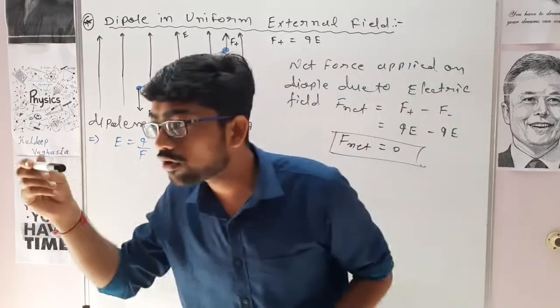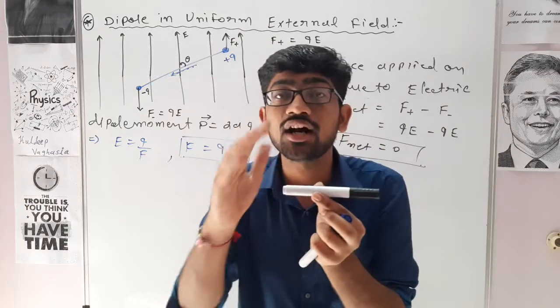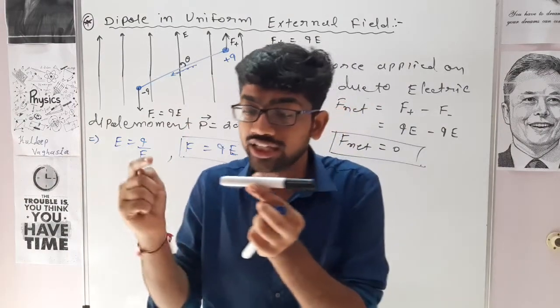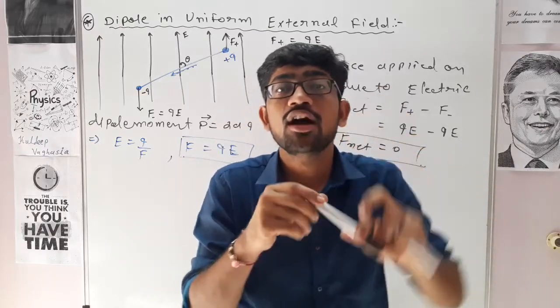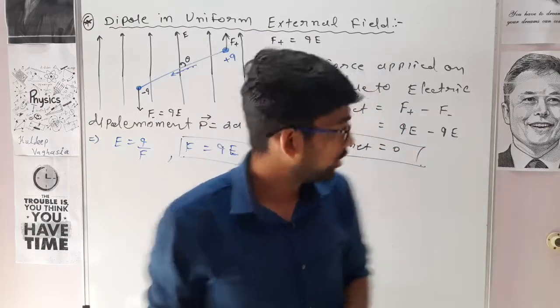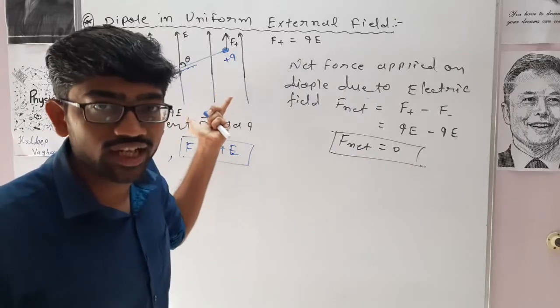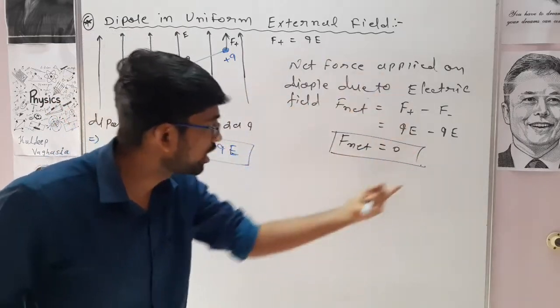See, linear motion only happens when force is applied. Linear motion happens only if force is applied, okay? And rotational motion happens only if torque is applied. So here torque is applied by the external electric field. Yes or no? Because net force is 0.